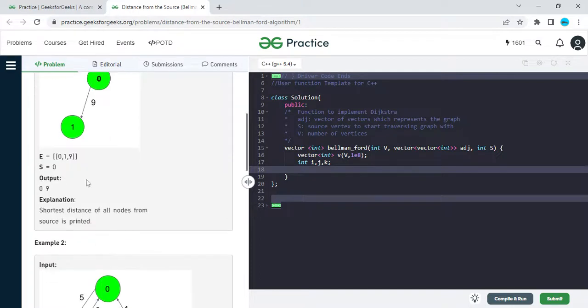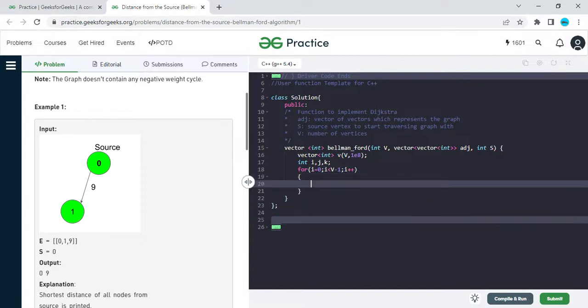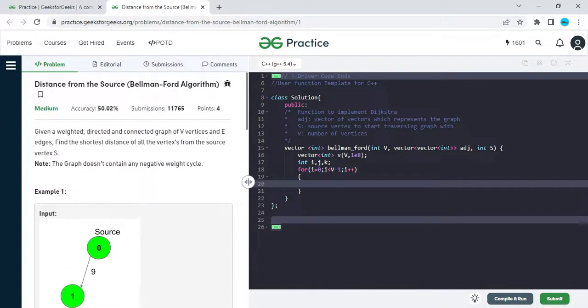Now in a directed graph, from any vertex to another vertex, the maximum number of edges that can be taken is V minus 1, where V is the number of vertices. So what I am trying to say is that to reach one vertex from another, you have a maximum distance of V minus 1 edges. So I will run a loop to V minus 1. Now again I will run a loop from i equal to 0 to i less than the number of edges.